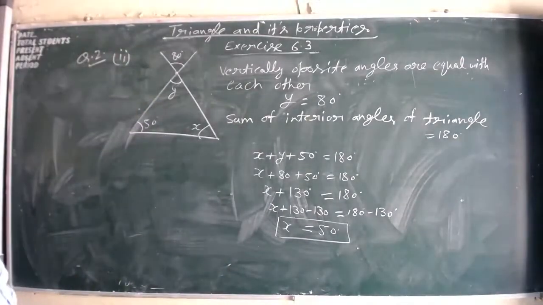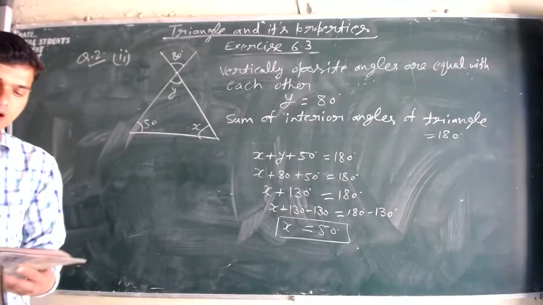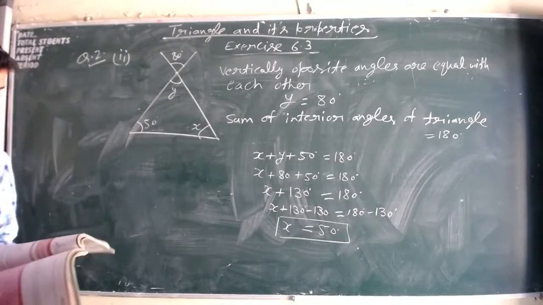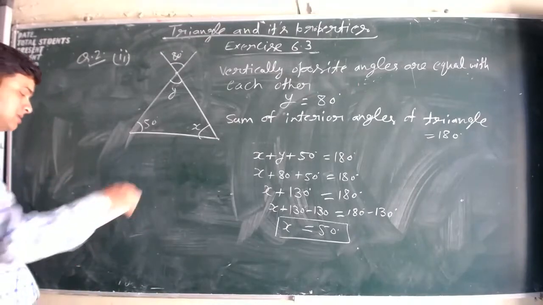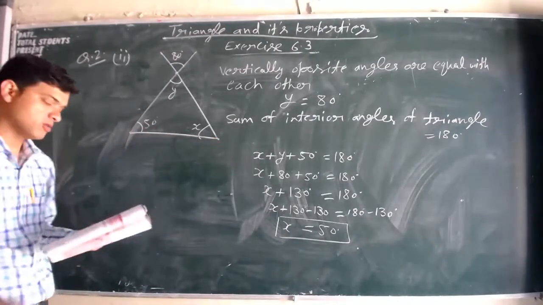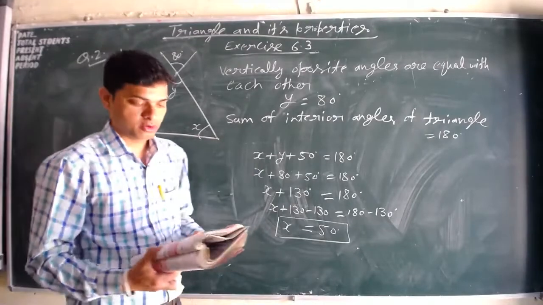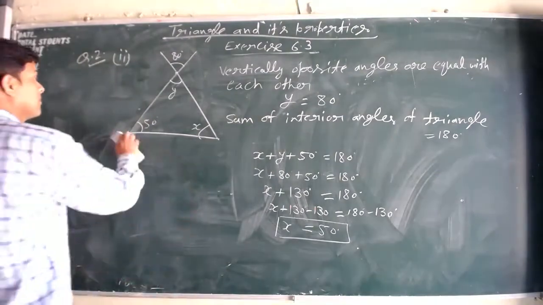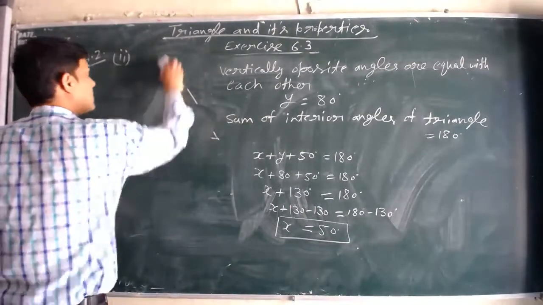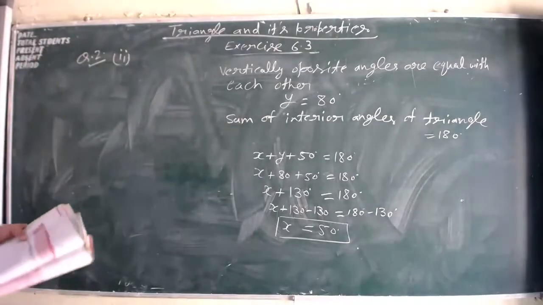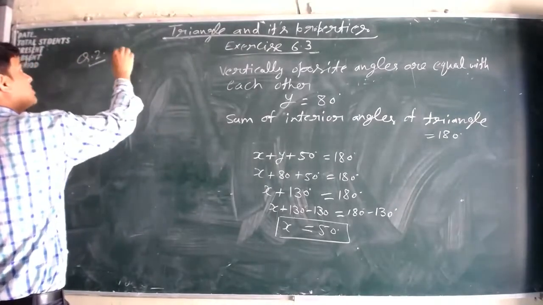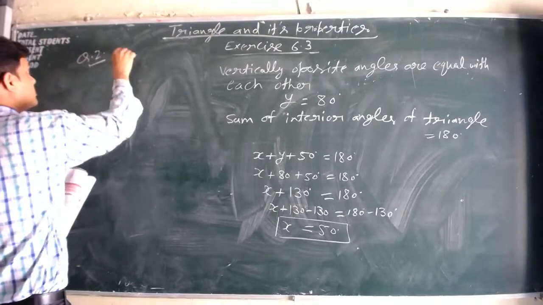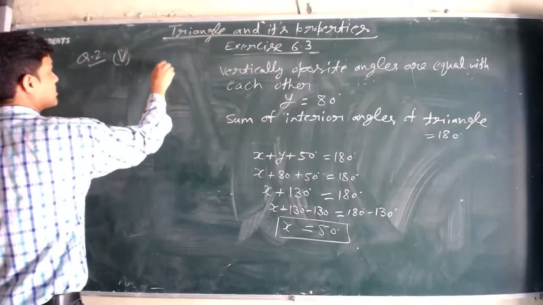Now the next part of this question is the same as this. Here a vertically opposite angle is formed, so x and 60 will be the same, and then we can calculate y. And the next part is this. The fourth part is your homework, which you have to try at home. The fifth part we have to do next. The fifth part is according to this way.